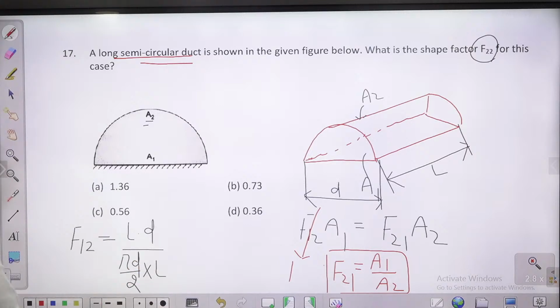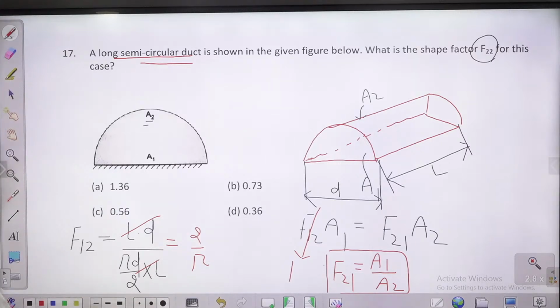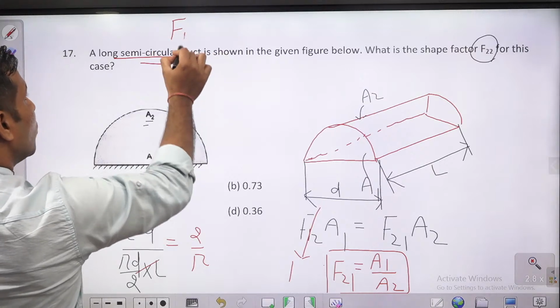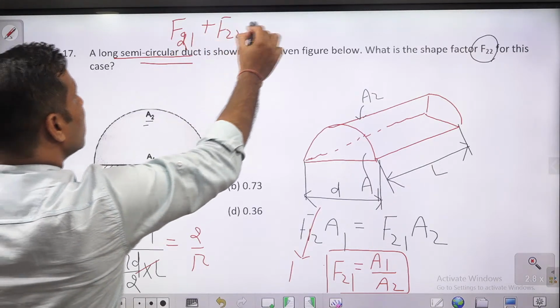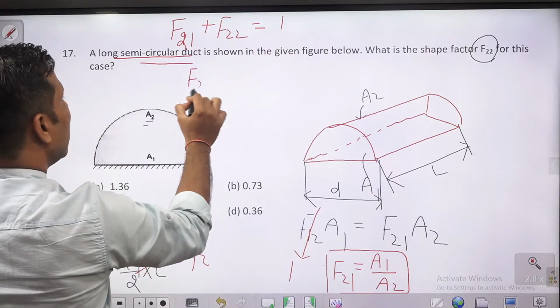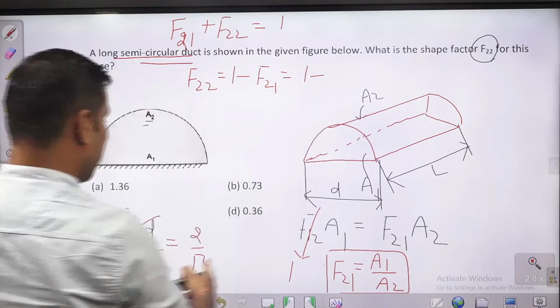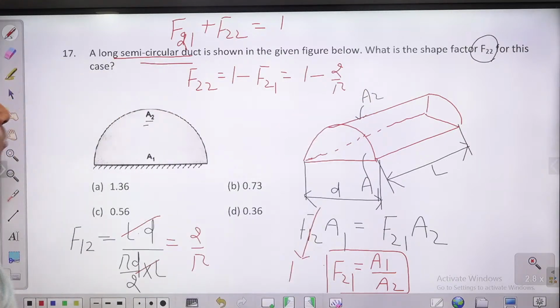Solving this, what will you get, guys? LD will be cancelled out. You will have 2 by pi. So this is F21, but we don't want that. We want F22. You know, guys, there is a summation rule also: F21 plus F22 is equal to 1. So solving this, you will get F22 equal to 1 minus F21, which is equal to 1 minus 2 by pi.